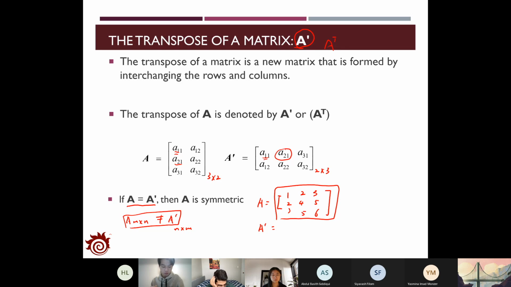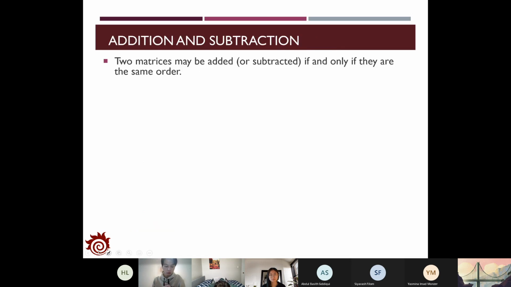And of course, if we want to get a symmetric matrix, you have to make sure that the dimension m is the same as n. And also you need to check each element in this matrix. So that's the definition of the symmetric matrix.